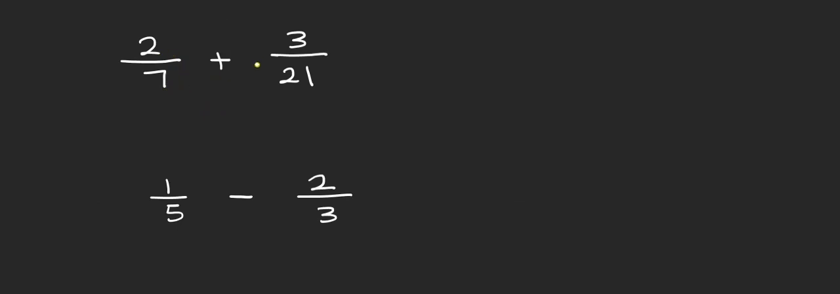Let's say 2 over 7 plus 3 over 21. Well, we need a common denominator, or we call it the LCM, least common multiple. What is the least common multiple of 7 and 21? It's 21. That is the smallest number that both 7 and 21 can go into.